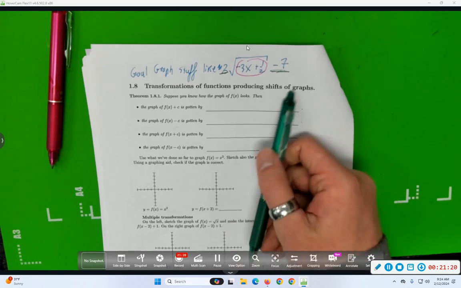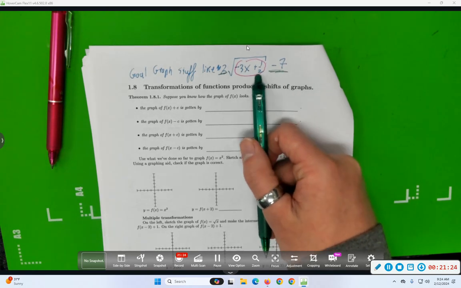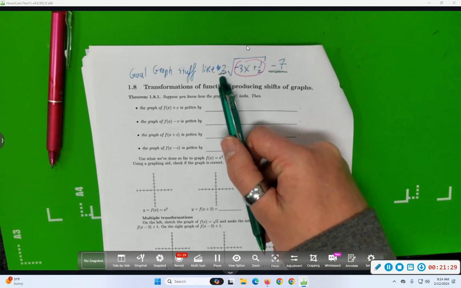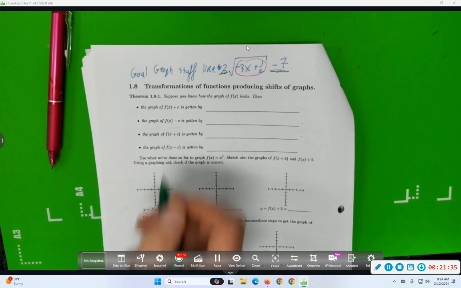Well, it looks like I just need to know what happens when you add a number to the input of a function, when you multiply an input by a number, and when you multiply the output of a function by a number. And then I need to combine those things together. So let's start with this.